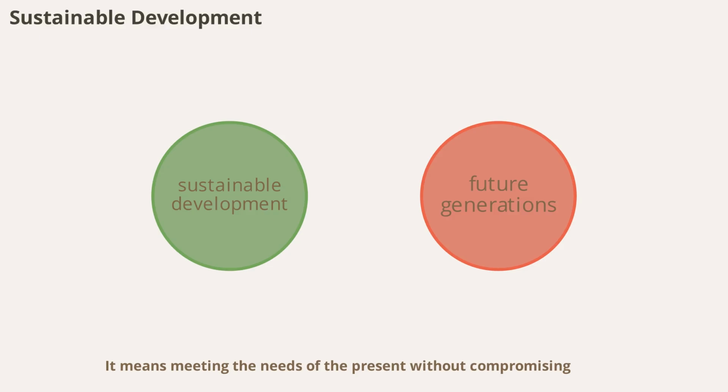It means meeting the needs of the present without compromising the ability of future generations to meet their own needs. Achieving sustainability involves reducing excessive use of natural resources, recycling and reusing materials, and increasing the use of renewable energy sources like solar and wind power.